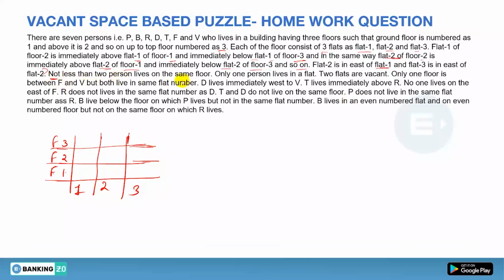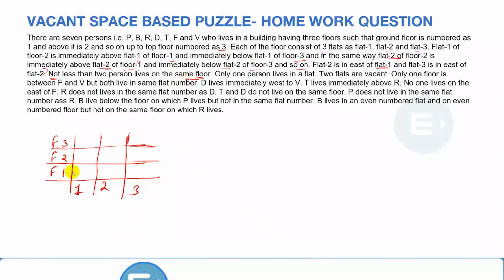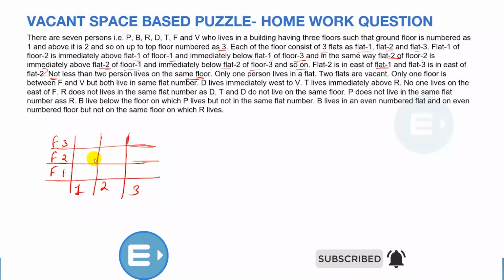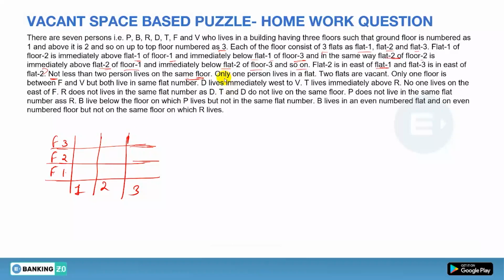Not less than 2 persons live on the same floor. Okay, so it is always that on each and every floor there must be a minimum of 2 persons. Okay, done. And only 1 person lives in a flat, so 1 person will be there in a flat. Now 2 flats are vacant because totally there will be 9 flats, but we have a total of 7 persons, so it is obvious that 2 are vacant. That is obvious. So let's see.